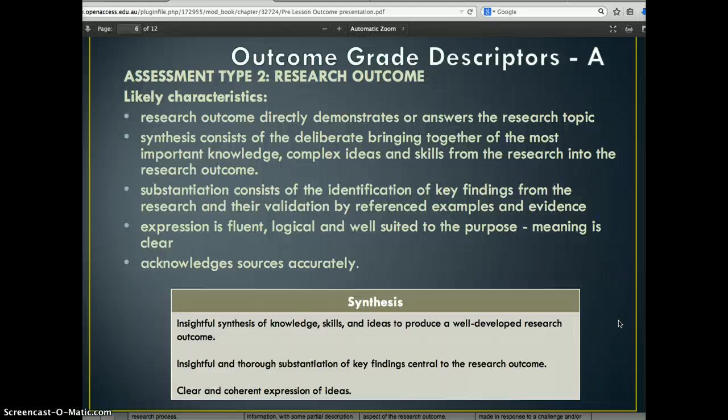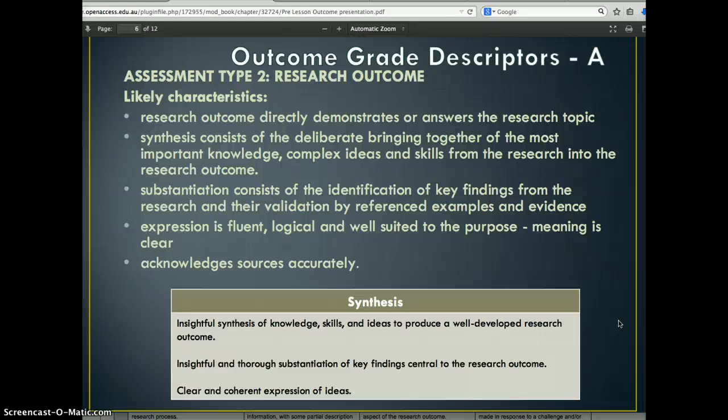The synthesis consists of the deliberate bringing together of the most important knowledge, complex ideas, and skills from the research into the research outcome. So you need to ensure that you are bringing together all of that important knowledge, the most important things, and all of the complex ideas and skills that you've learned.